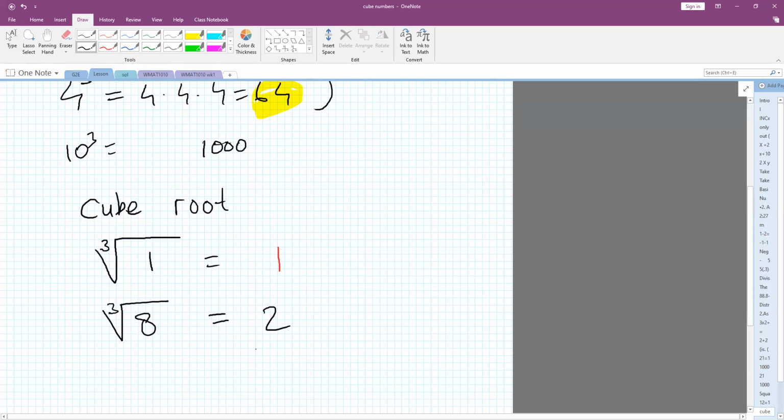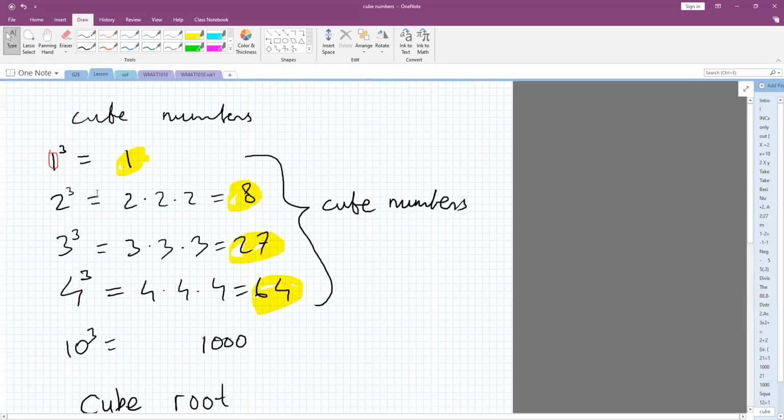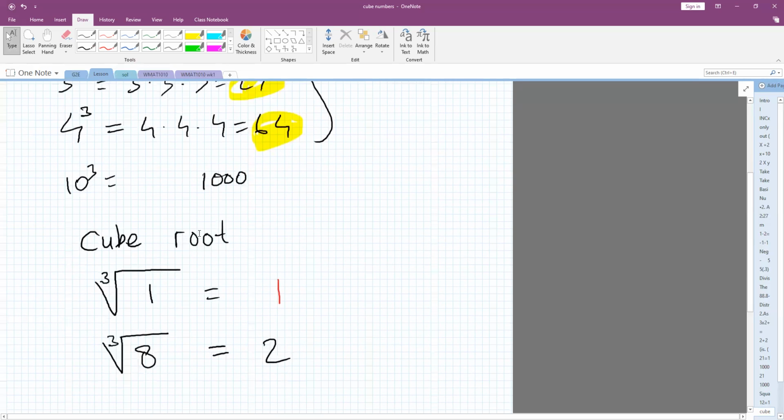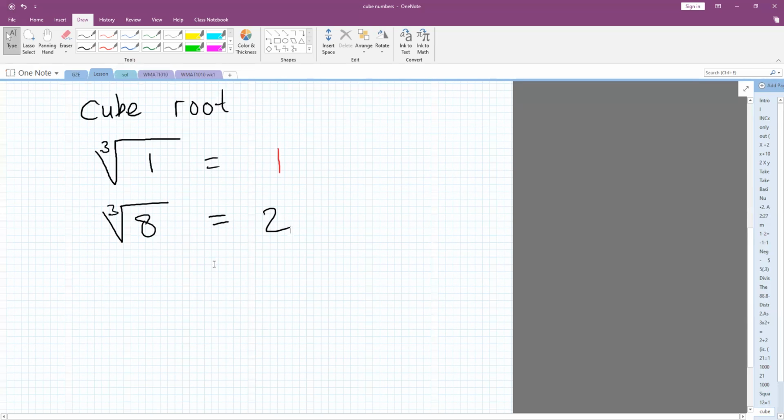Okay. So this is not dividing 8 by 3. This operation is not 8 divided by 3. This is actually the multiplication operation, because 8 is equal to 2 times 2 times 2. That's why when you take the cube root of 8, that gives you 2.